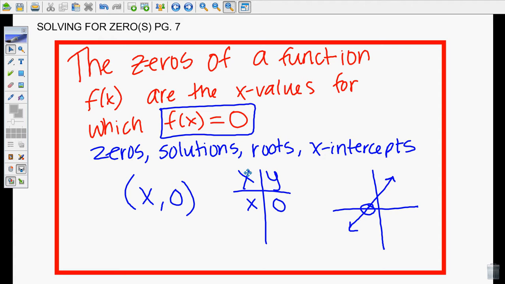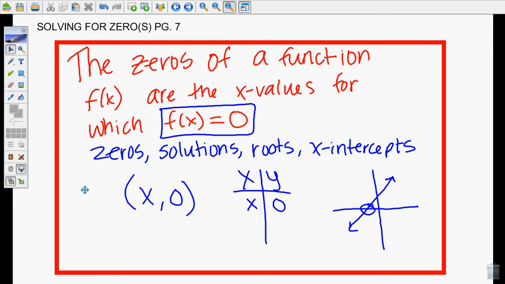Okay? The synonyms for zeros are solutions, roots, and x-intercepts. Those are your synonyms. That means if a problem asks you for any of these 4 words, you're going to do the same thing. You're going to solve for 0, equal to 0. Okay? So this is it as an equation.